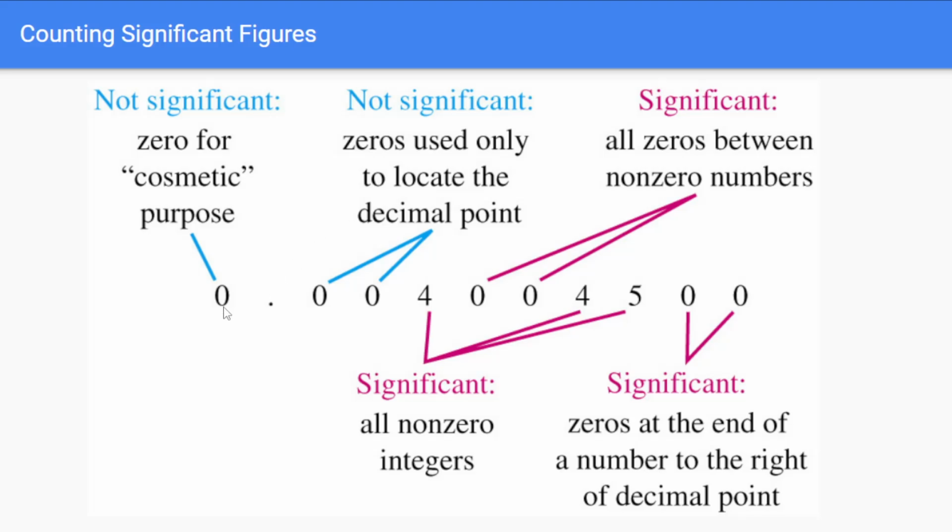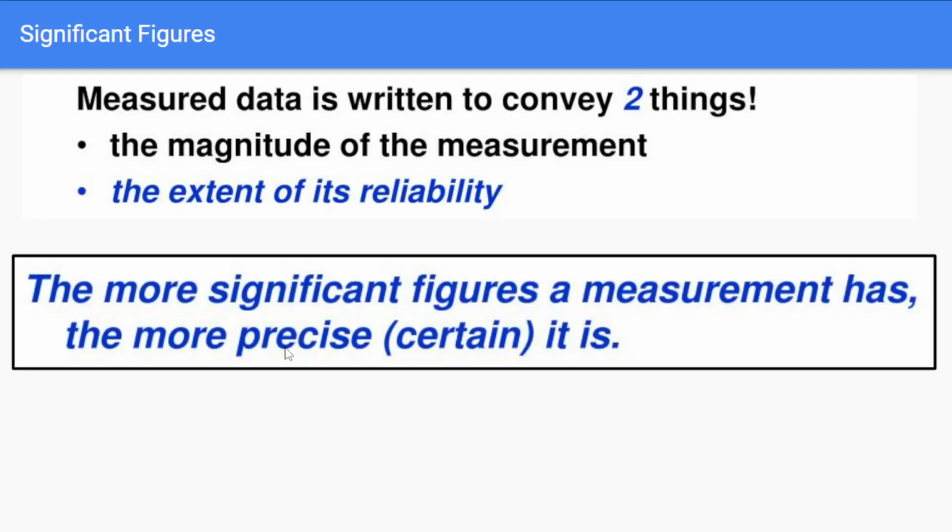So look at this example. Leading zeros, not significant. Non-zeros, significant. Sandwich zeros, significant. Zeros to the right, or we call them trailing zeros, they are significant because there's a decimal in this number. Now, when you make a measurement, you're basically saying two things. This is the value of that measurement, and based on the number of significant figures, you're explaining how reliable it is. So more significant figures equals more precision or more reliability.